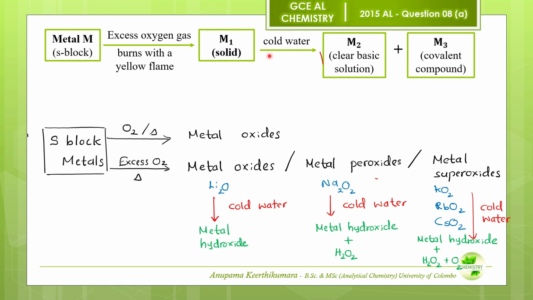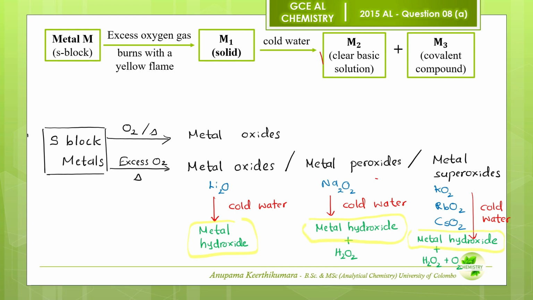With cold water, these metal oxides convert to the respective metal hydroxides. These metal peroxides produce the respective metal hydroxides and hydrogen peroxide. These metal superoxides, with cold water, produce the respective metal hydroxide, hydrogen peroxide and oxygen gas. These metal hydroxides are basic in nature.